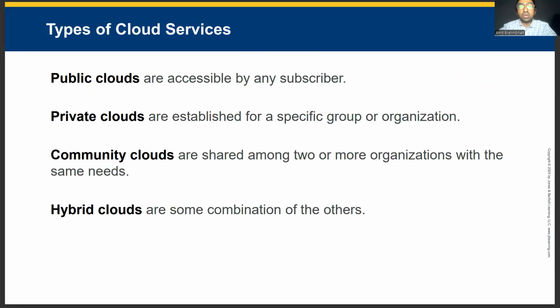There are several cloud models. Public clouds are open to subscribers. Private clouds serve specific organizations. Community clouds support shared needs among multiple groups, and hybrid clouds combine features of others. Each model offers different levels of control, cost, and flexibility.